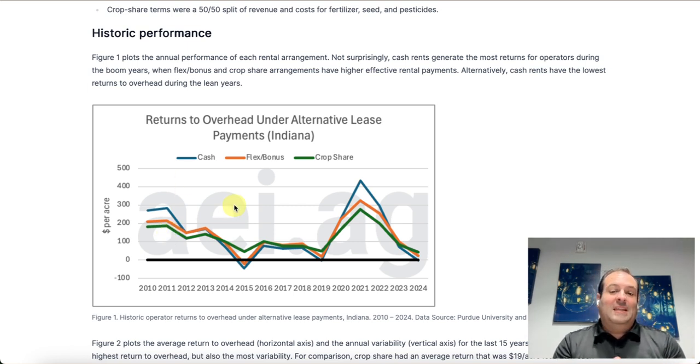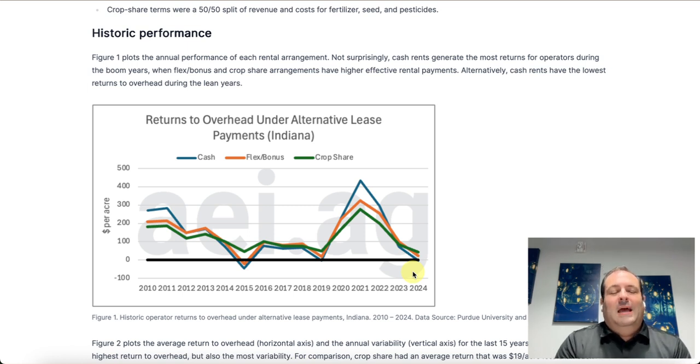The other thing to keep in mind is that some of these performances better align with conditions in the farm economy, right? So if you think about this cash lease here, it's giving you the lowest returns to overhead in really lean years. This means that the lows are even lower, the highs are even higher. So cash rent is a real big multiplier of what happens in the farm economy. The boom years feel even bigger with cash rents, the lean years feel even leaner. And of course, we see that in this particular example as well.